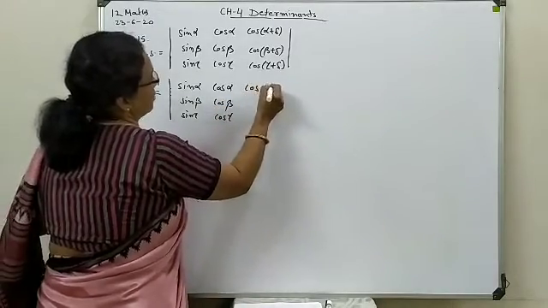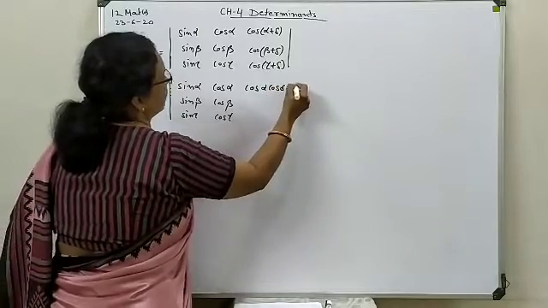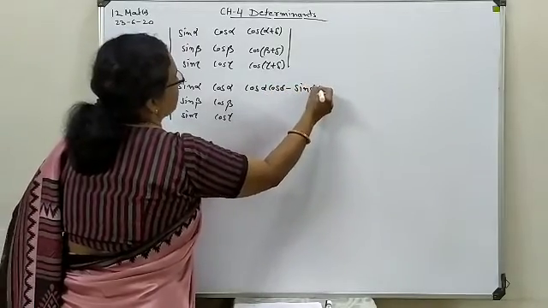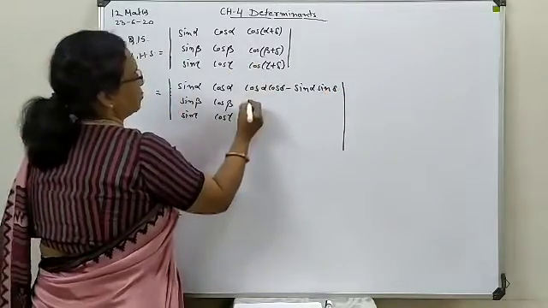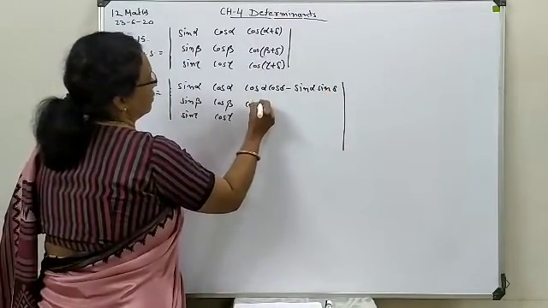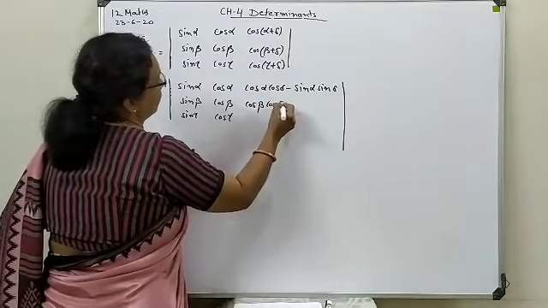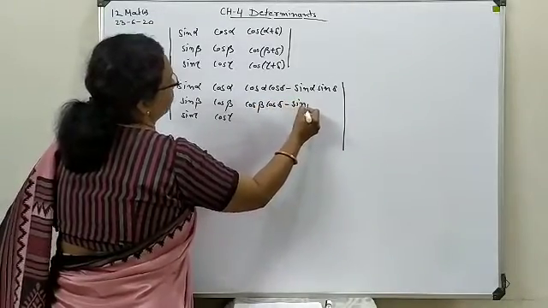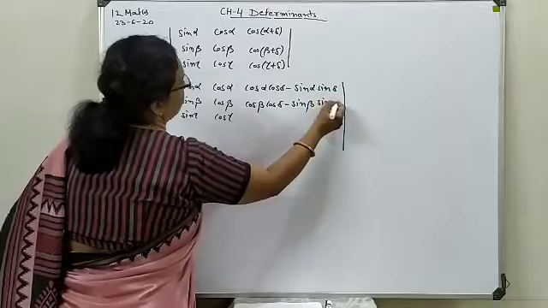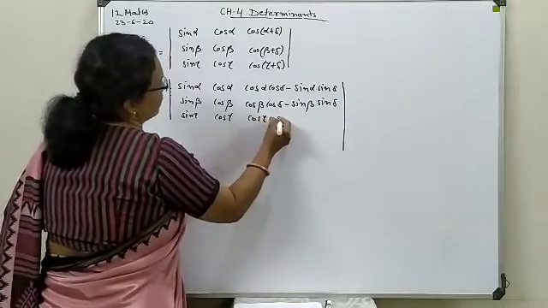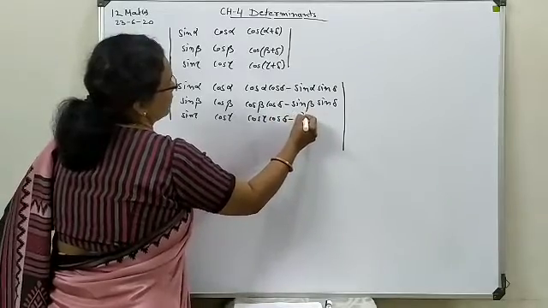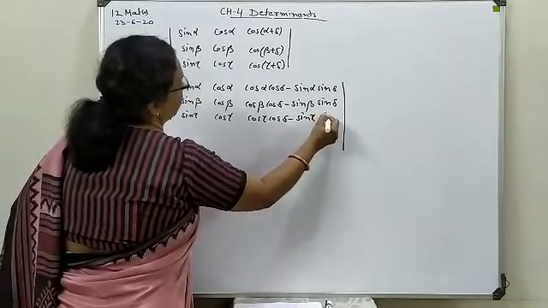Expansion of this one is cos alpha cos delta minus sin alpha sin delta. In the same way these two are also to be expanded: cos of beta cos of delta minus sin of beta sin of delta. And the last one, cos of gamma cos of delta minus sin of gamma sin of delta.